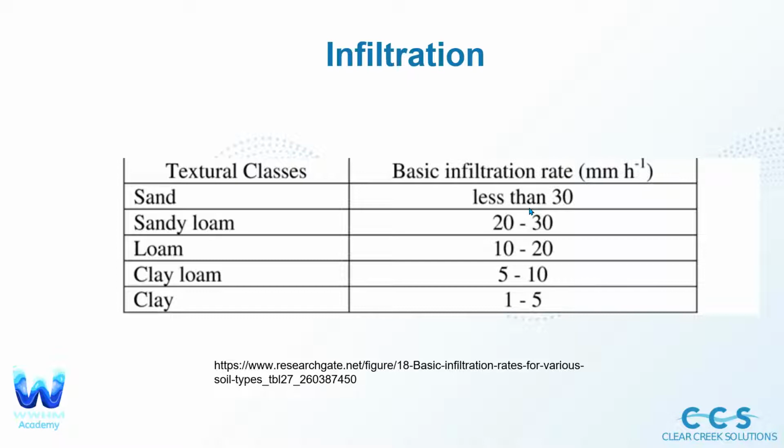As I discussed before, sand's going to have a lot of infiltration because of the pore space. If you go all the way down to clay, very little infiltration, 1 to 5 millimeters per hour. Sand having up to 30 inches per hour. It's really going to be based off the soil type on your project site, which is very important when it comes to your stormwater design.